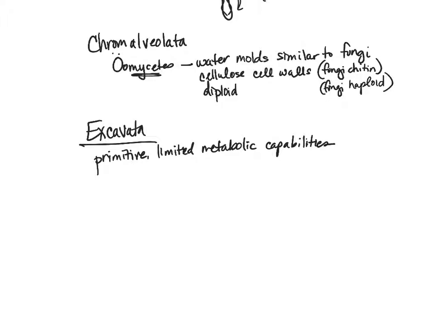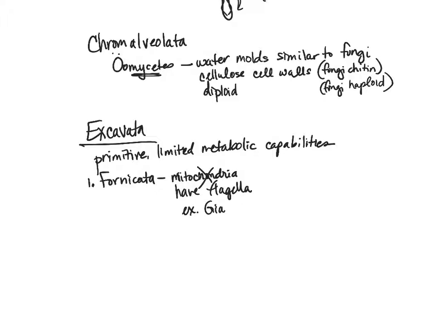There are a couple of subgroups here that you should be familiar with, which is fornicata. These don't have any mitochondria. Recall that these have limited metabolic capabilities, and they're so old, primitive, that they don't have all of the same types of organelles that we normally see in a eukaryotic organism, because remember, we're talking about eukaryotic organisms here. So these fornicata don't have any mitochondria, but they have flagella. An example is Giardia lamblia.